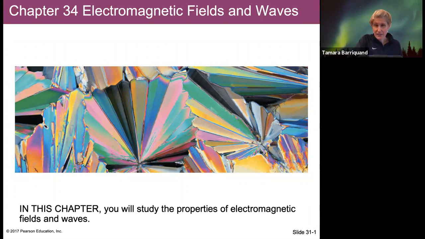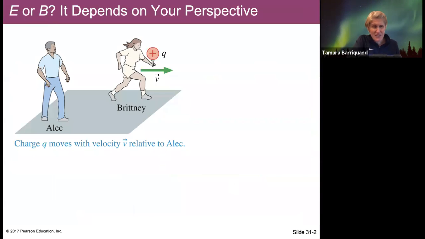To get started, the first thing we need to do is review an idea that you would have seen in previous classes about relative motion. So here's a very simple diagram. We have Alec right here, standing still, and Brittany is running really, really fast. She is moving with a velocity v relative to Alec. And she is carrying this positive charge Q. So the positive charge Q is moving with velocity v relative to Alec.